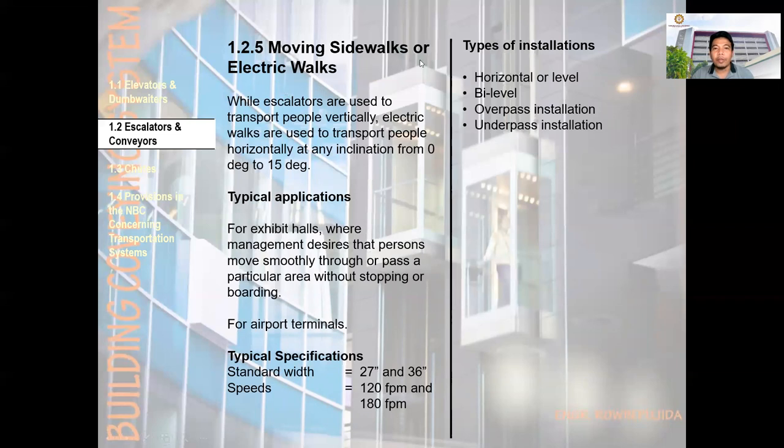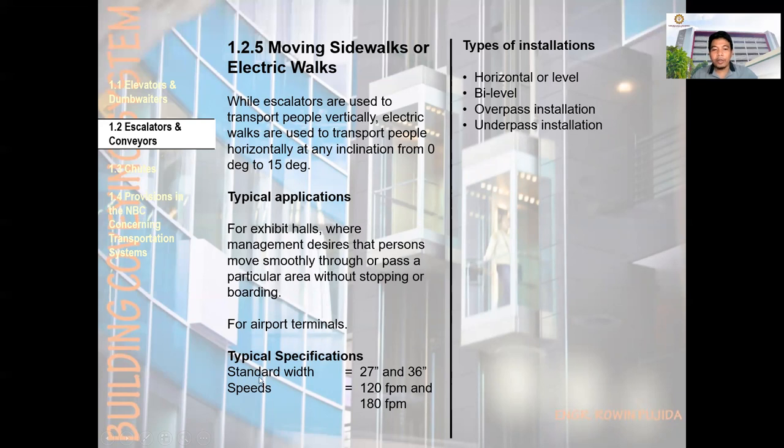Next you have the moving sidewalks or electric walks. While escalators are used to transport people vertically, electric walks are used to transport people horizontally, or at any inclination from 0 to 15 degrees. A typical application is exhibit halls where management desires that persons move smoothly through or pass a particular area without stopping or boarding. Also, we use this for airport terminals.